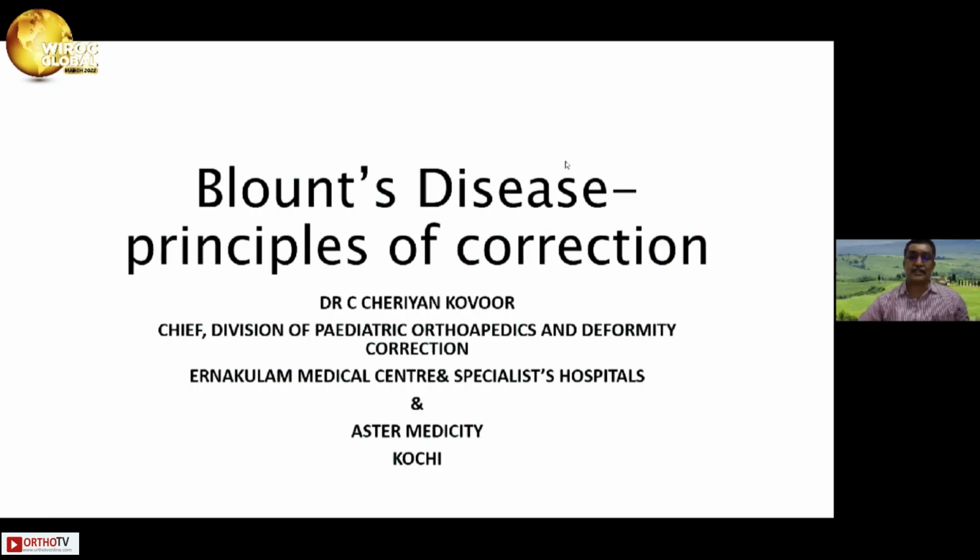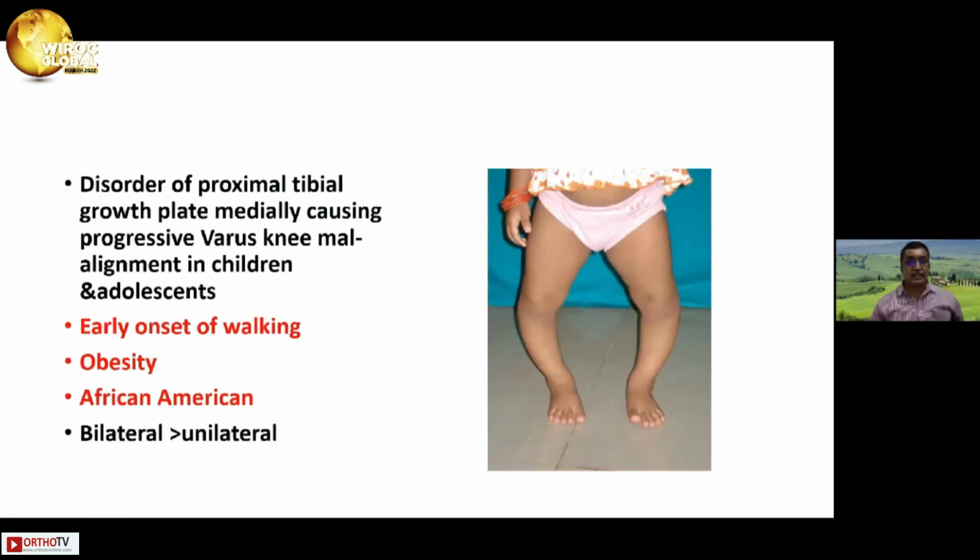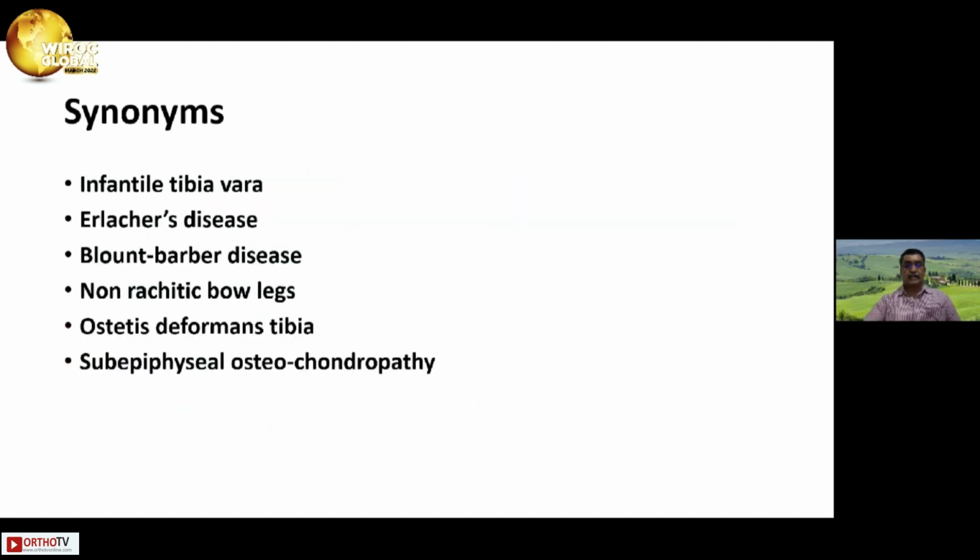This Blount's disease is one of my favorite topics. For a long period of time, I've been doing this. Now, Blount's disease is a disorder of the proximal tibial growth plate, medially causing progressive varus knee malalignment in children and adolescents. Mostly, it is associated with early onset walking, obesity, and African American children are more prone to it. And bilaterals are more common than unilateral.